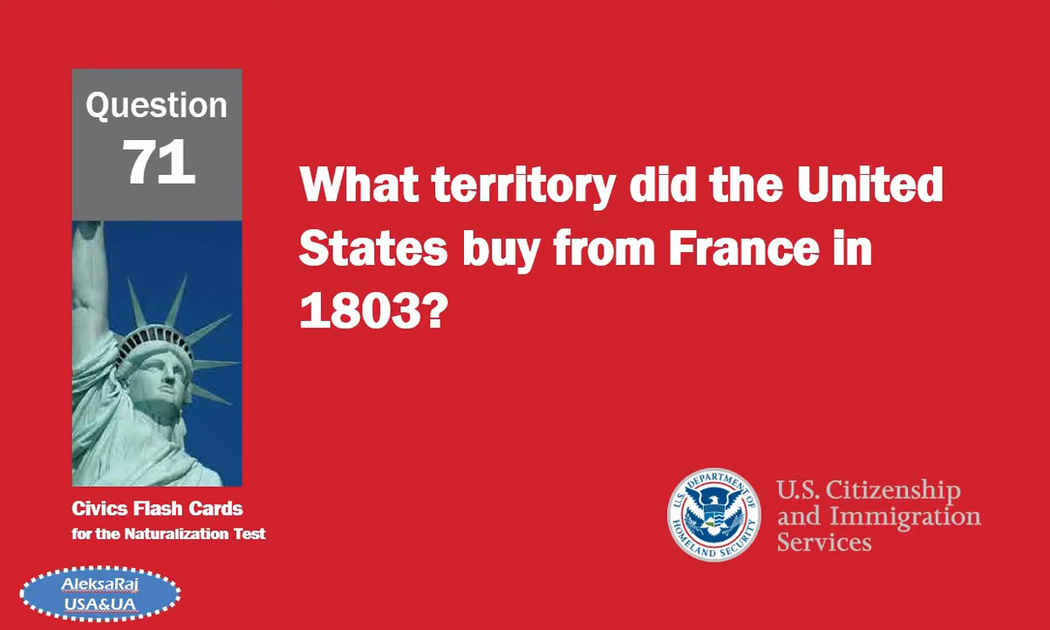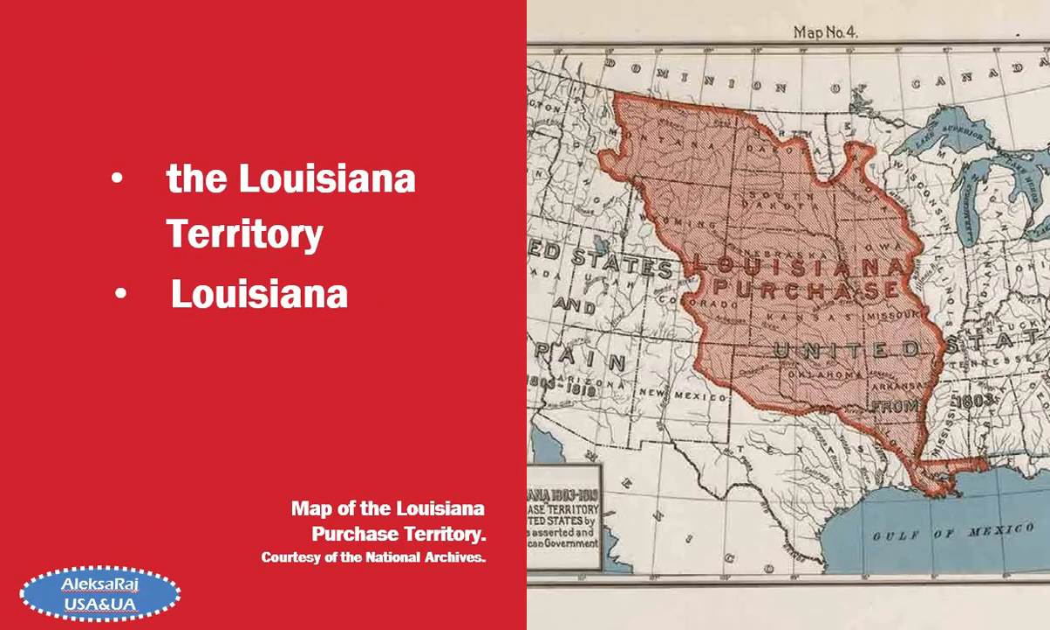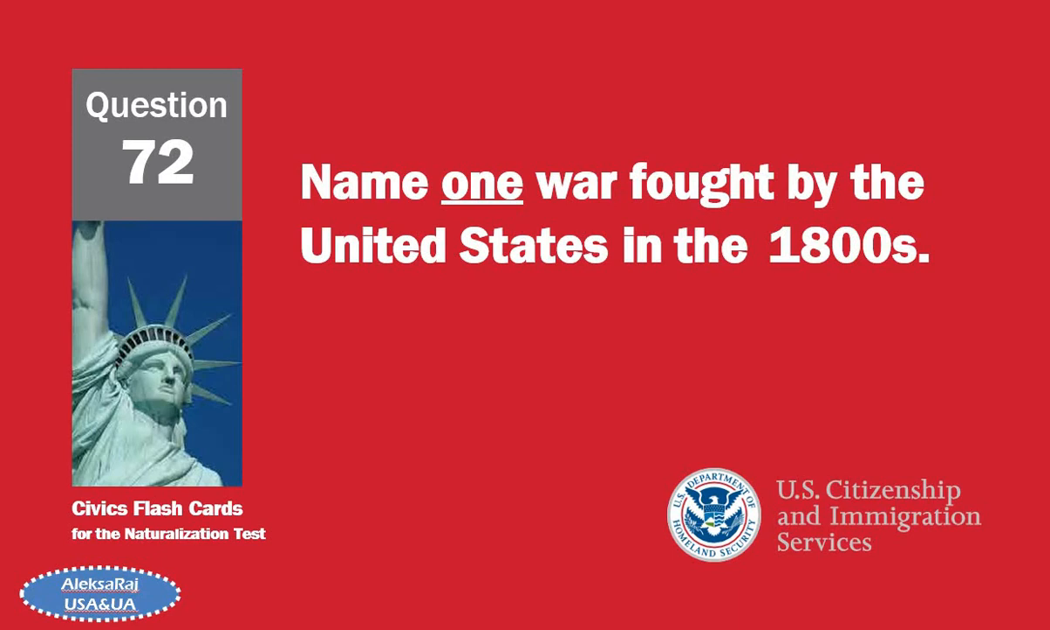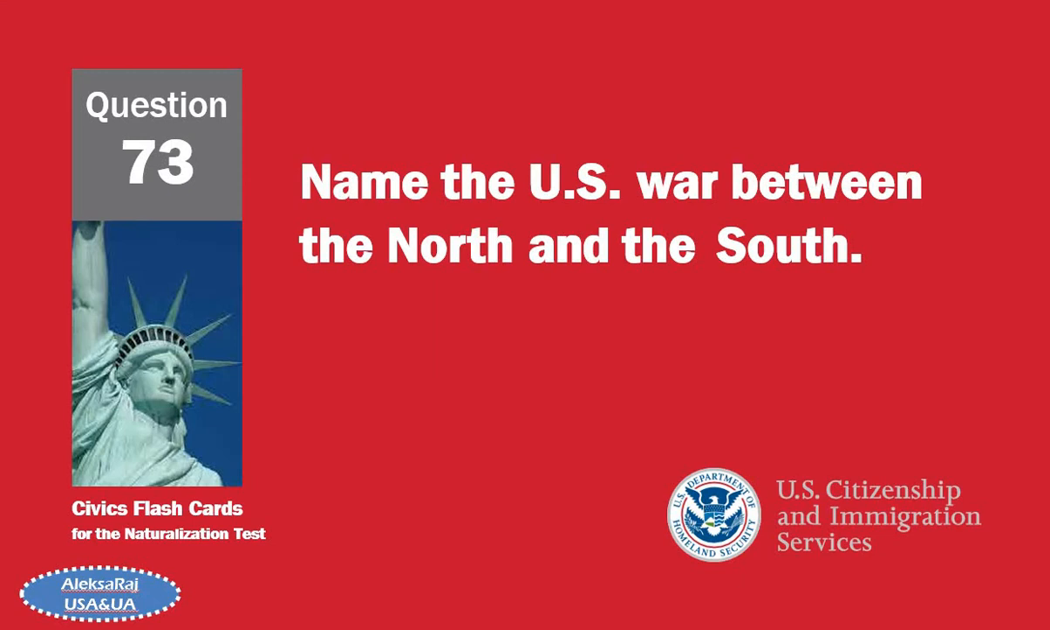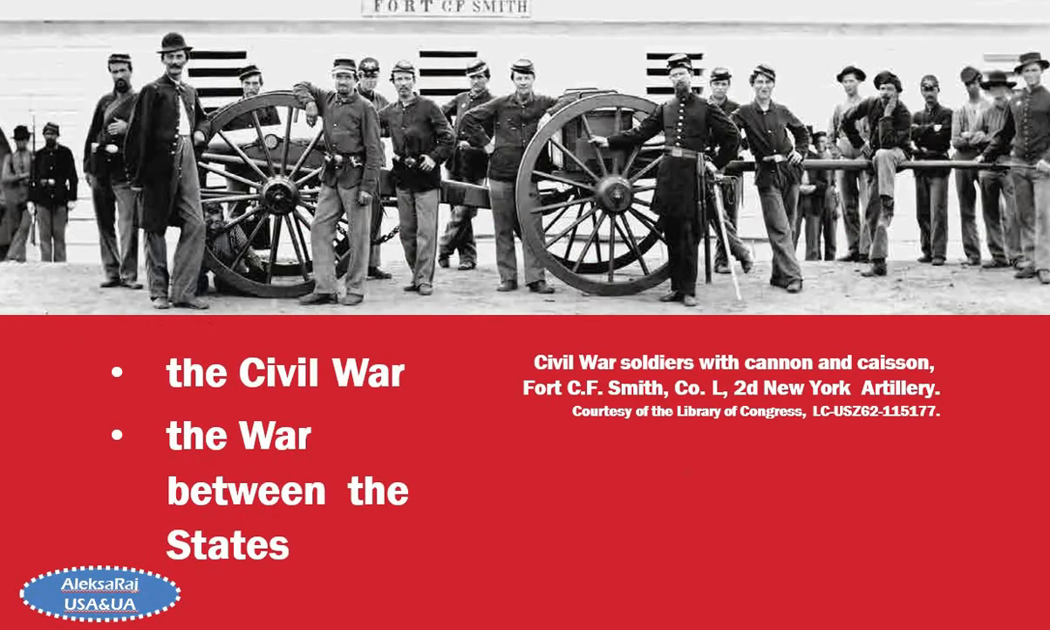What territory did the United States buy from France in 1803? The Louisiana Territory. Louisiana. Name one war fought by the United States in the 1800s. War of 1812, Mexican-American War, Civil War, Spanish-American War. Name the U.S. war between the North and the South. The Civil War, the war between the states.